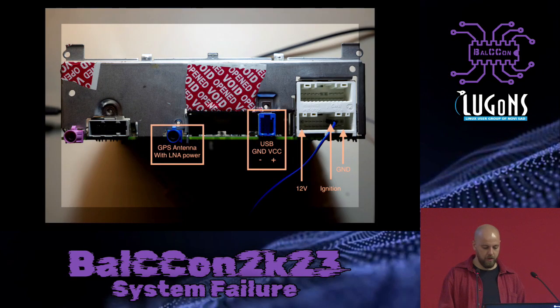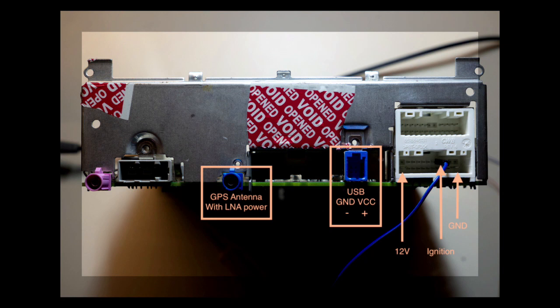Just to show how it looks, there are USB ports in the back of the device. It's connected to the car. There's an ignition signal that you need to enable to tell this thing to boot, which gets turned on by your key. There's a GPS antenna and so on.